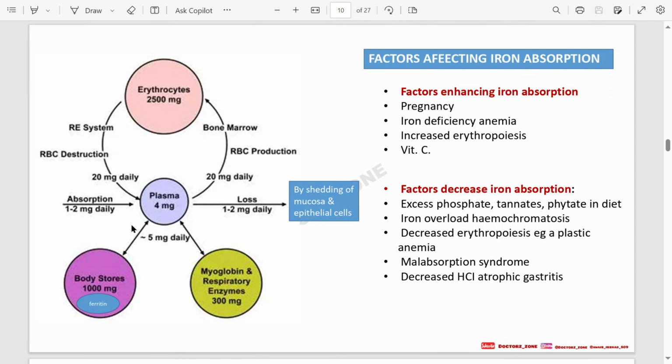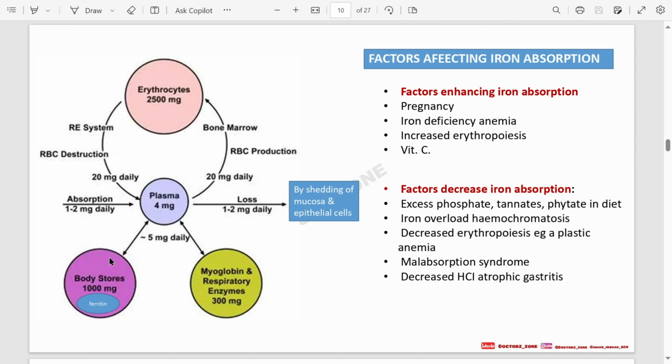1 to 2 milligram of the iron is absorbed daily, and 1 to 2 milligram of the iron is lost daily by the shedding of the mucosa and epithelial cells. Plasma iron is 4 milligram, and 20 milligram of iron is transported daily to the bone marrow for the production of red blood cells. Erythrocyte iron is 2500 milligram, and the same amount, 20 milligram, is released daily into the plasma by the breakdown of red blood cells.